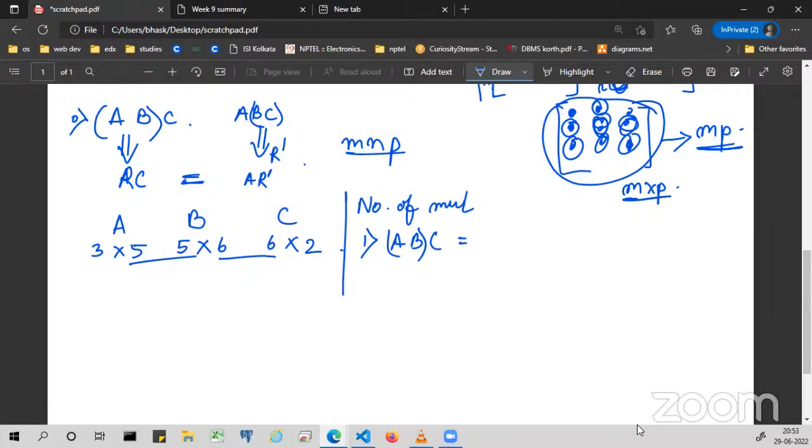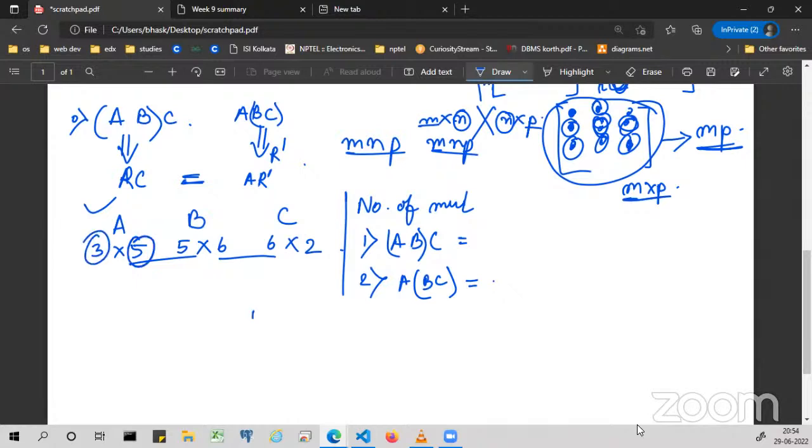What was the basic idea? If I multiply two matrices of the form M cross N into N cross P, take the outermost two values and take any one of the common values. So my result was M and P. So accordingly, tell me what would be the total number of multiplications in the case of ABC, considering this is your data. What is AB? It's 3, 5, 6, taking 3, 5 and 6.